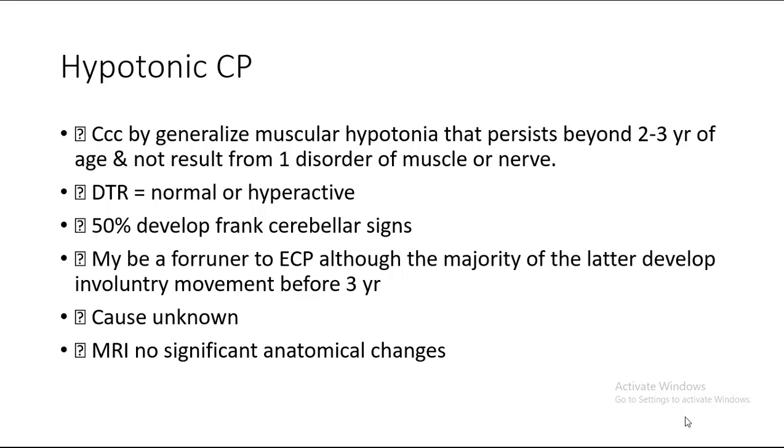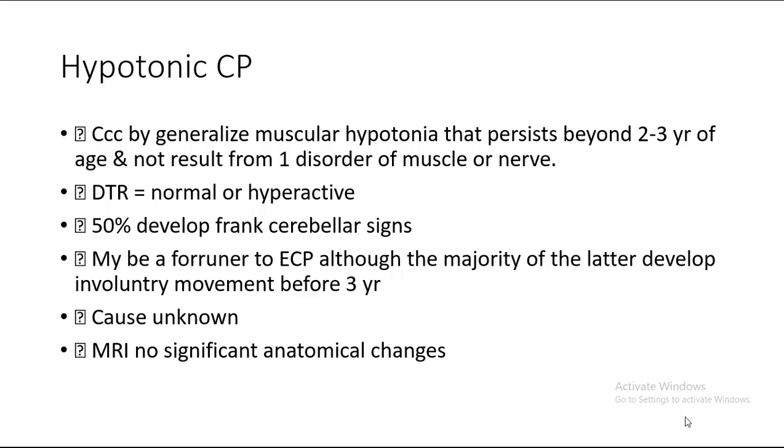The hypotonic type is mainly due to muscle problem. There is hypotonia, which persists beyond 2 to 3 years of age. This is very important to differentiate it from the initial phase of dyskinetic cerebral palsy. The deep tendon reflexes are normal or hyperactive. There is hypotonia, but there are hyperactive deep tendon reflexes, so most likely there is a central problem. 50% have cerebellar signs. The cause is unknown, and the MRI shows no significant anatomical changes.